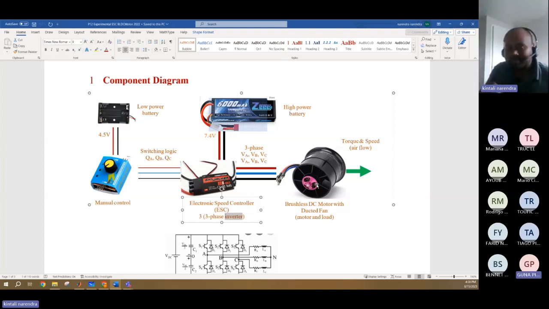Sorry, Narendra. Yes. So I understand the low power battery provides power for the control of the motor, and the high power battery basically supplies power to the motor itself. Right? Yes. So how does that high power battery supply three-phase power? The circuit is called an inverter.